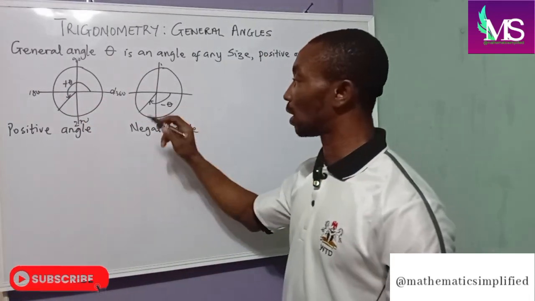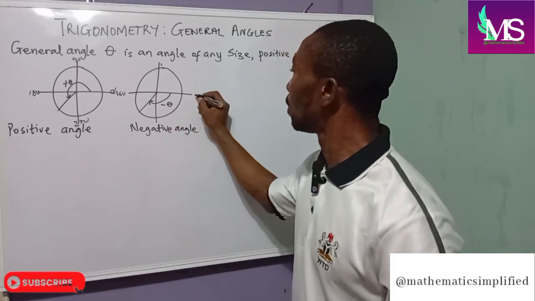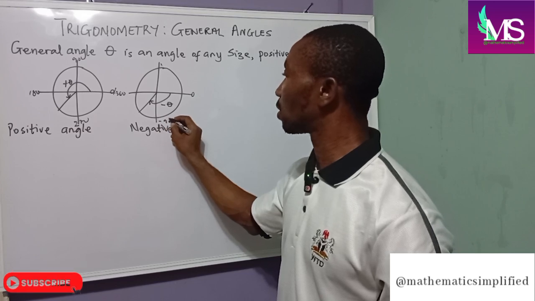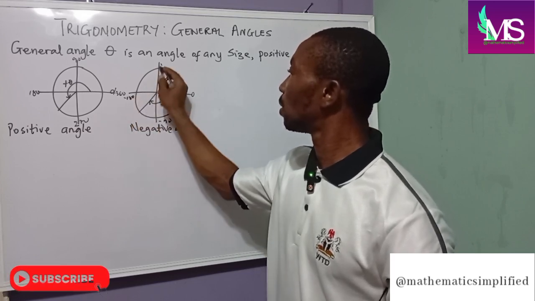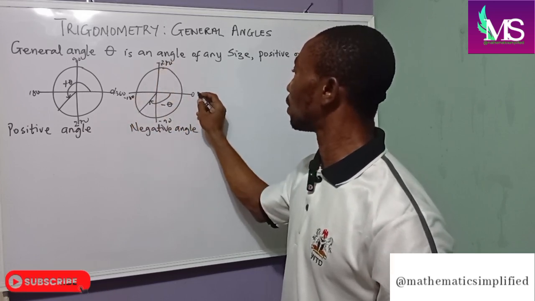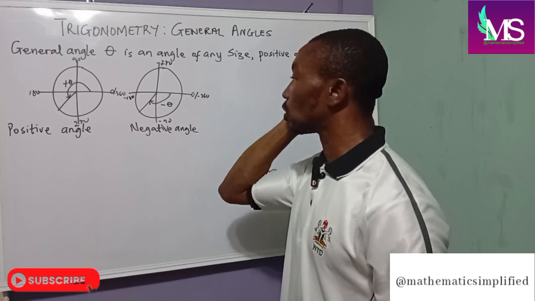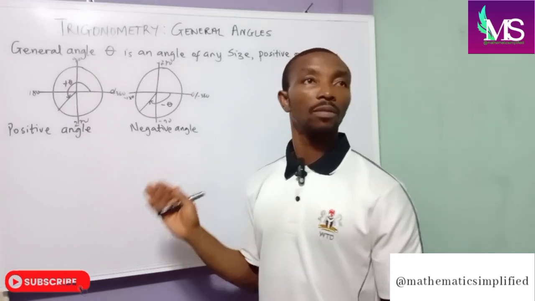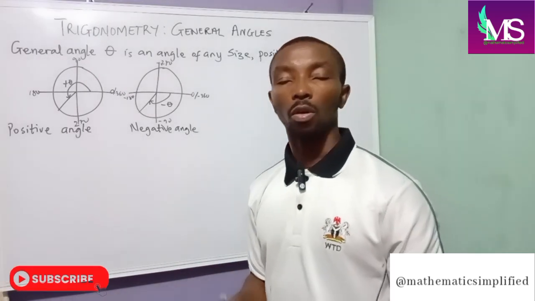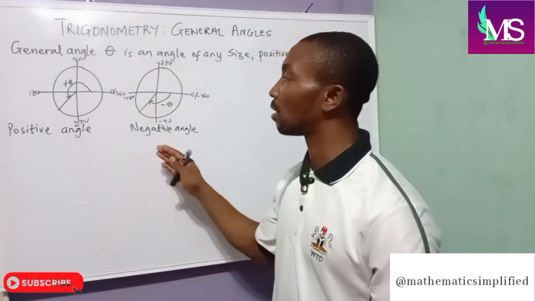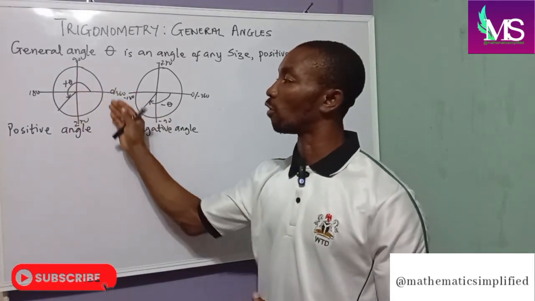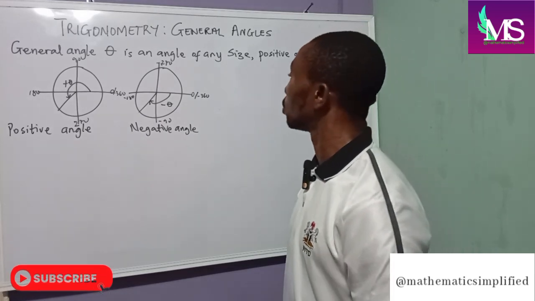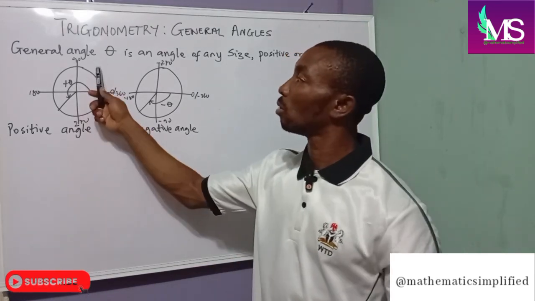Now for the negative, we go clockwise. So this becomes 0 degrees, minus 90, minus 180, minus 270, and minus 360. So it is important to know how the positive and the negative are moving. It is important to understand the direction of the movement of our positive angles and our negative angles in calculating our angle theta.